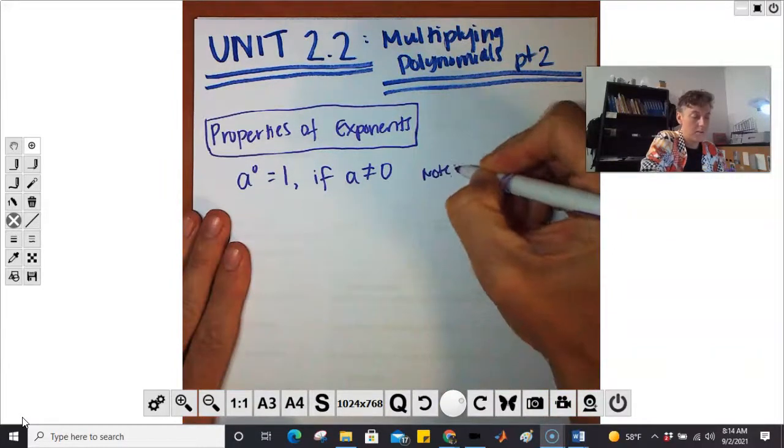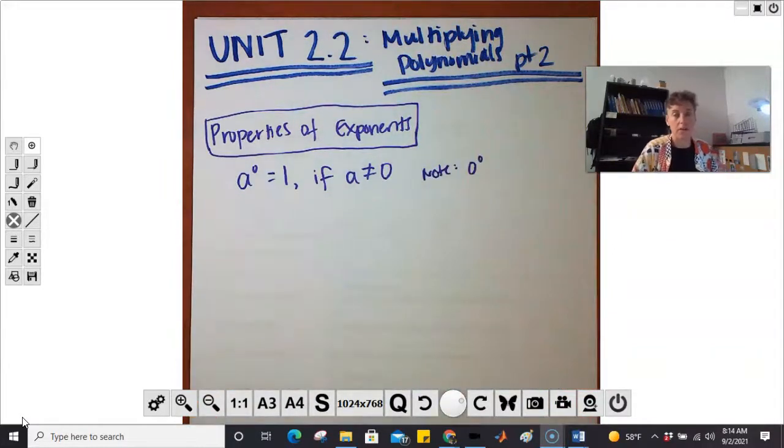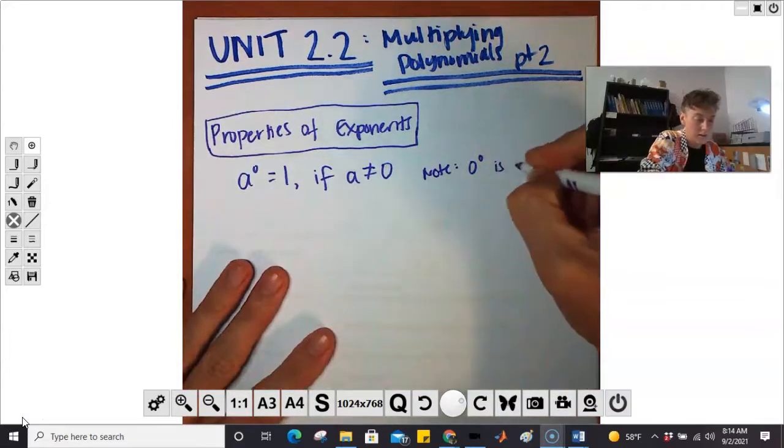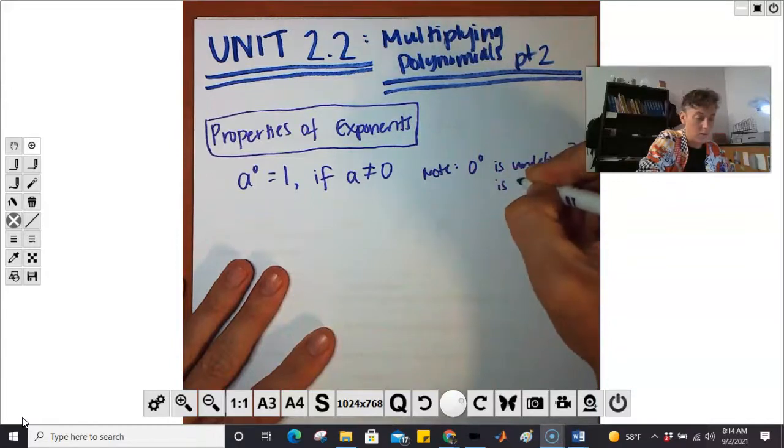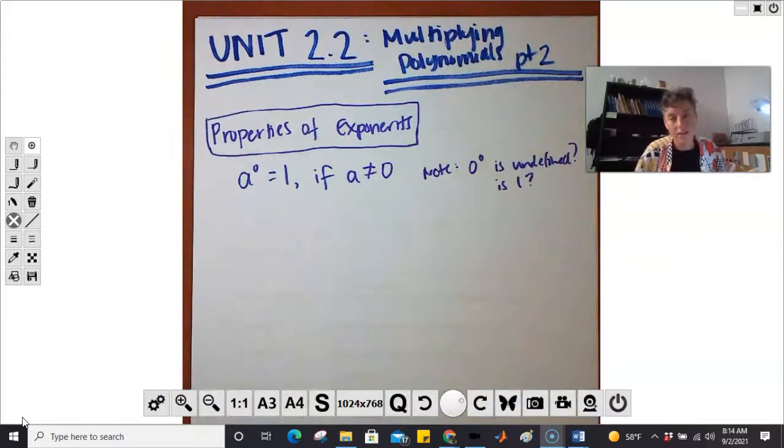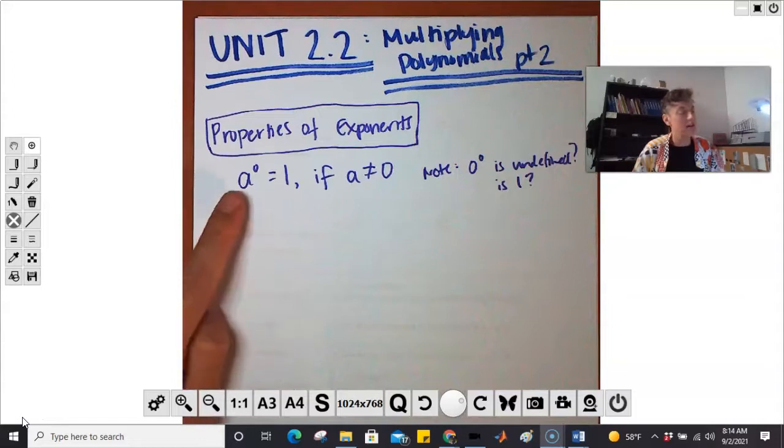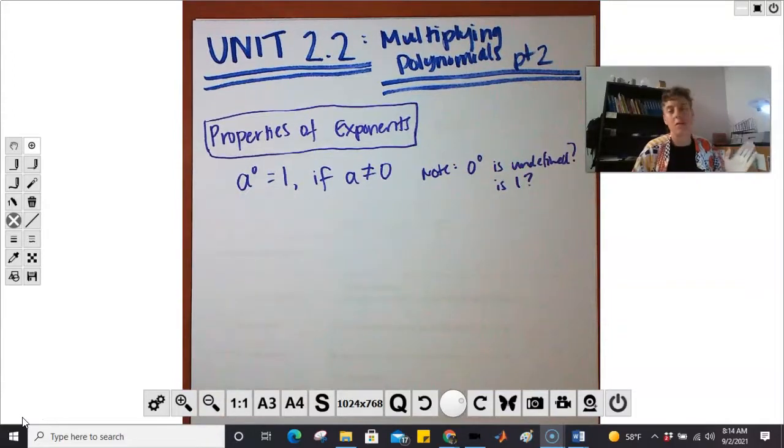0 to the 0 power doesn't have a well-defined definition. Some people say it equals 1, and some people say it's undefined. But we're not going to get into that mathematical debate. We're just going to say anything to the 0 power is 1, so long as that anything is not equal to 0. And we'll leave it at that. That'll be good enough for what we're doing.